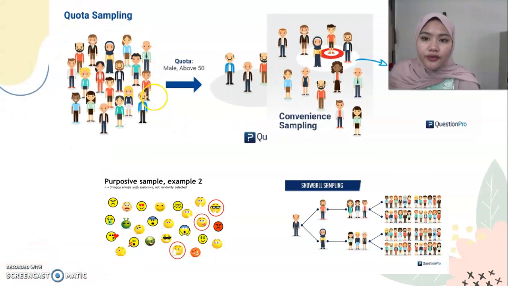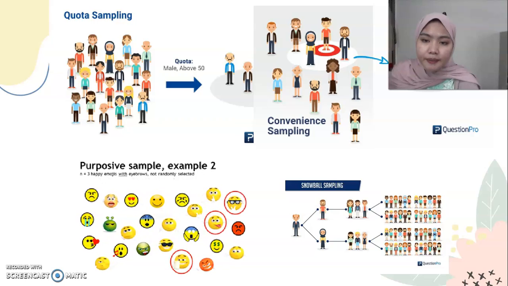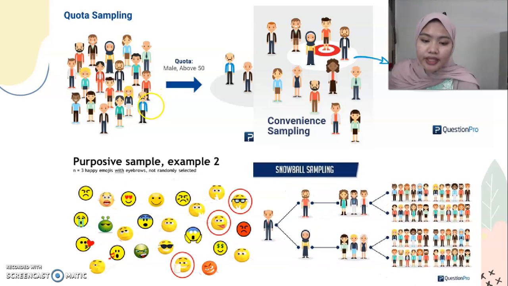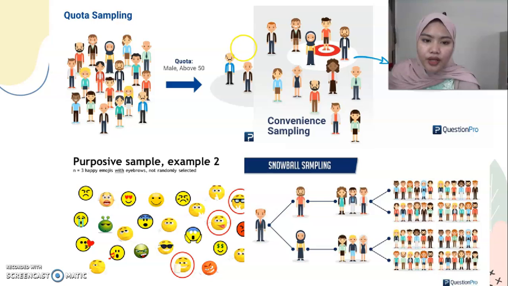Okay, the first one is quota sampling. Quota sampling is a method that is based on a preset standard, while convenience sampling is a method that is dependent on the ease of access to subjects. Purposive sampling, also known as judgmental sampling, is a method formed by the discretion of the researcher. And the last one, snowball sampling, is a method applied when the subjects are difficult to track.